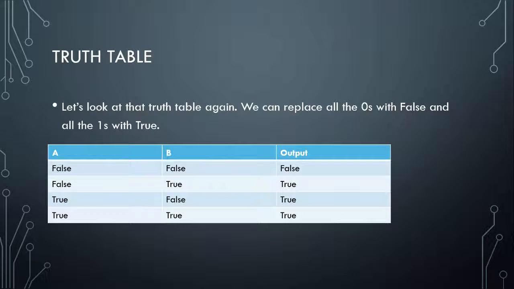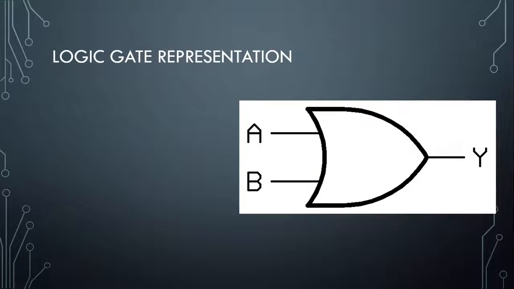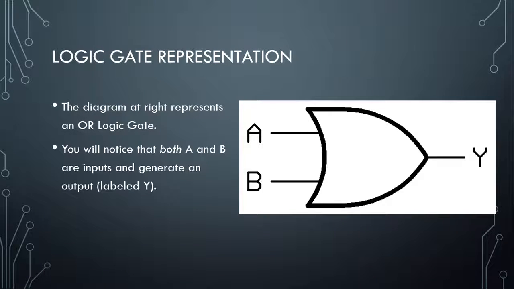Again, let's do like we've been doing, look at the truth table with true falses. And so you can see, just like we kind of saw before, when you have two falses, the output's false. Otherwise, if there's at least one true in there, either on A or B, it doesn't matter, we have an output of true. Similarly, if both are true, obviously both are true. Alright, here's our logic gate representation. So here's our or logic gate. And you notice again, both A and B are inputs and generate an output, which is labeled Y.